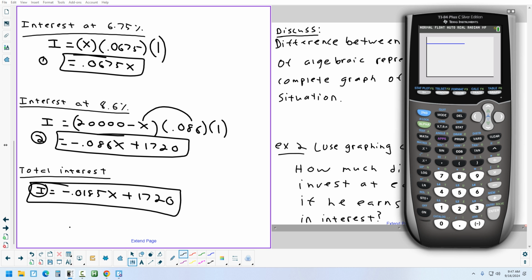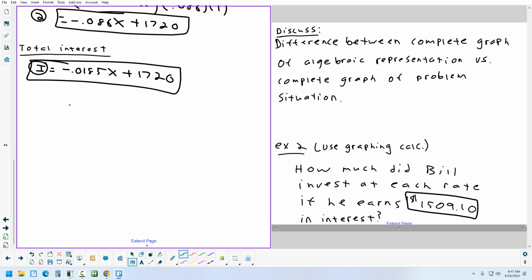Okay, so there's your line for your interest. There's your y2. And now we just have to see where they cross. Last week, did we do intersections on the calculator? Second calc, intersect. Yeah. So they intersect and x is 11,400.